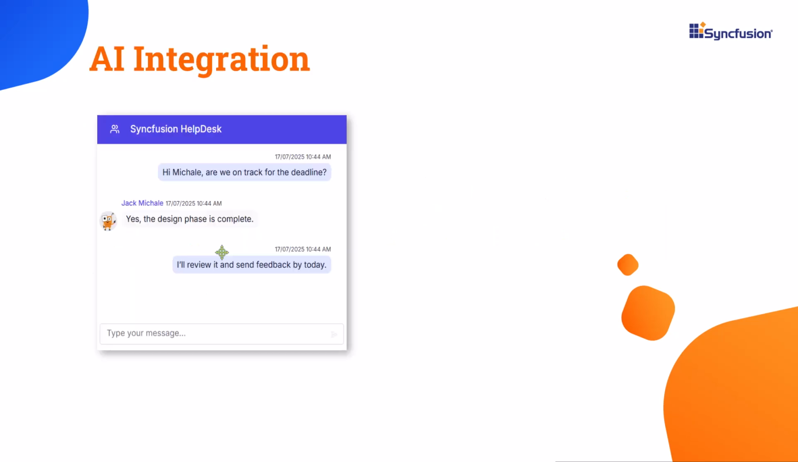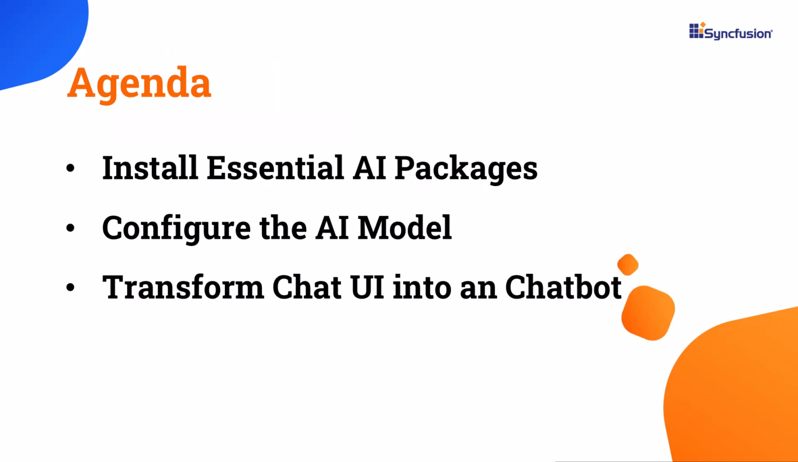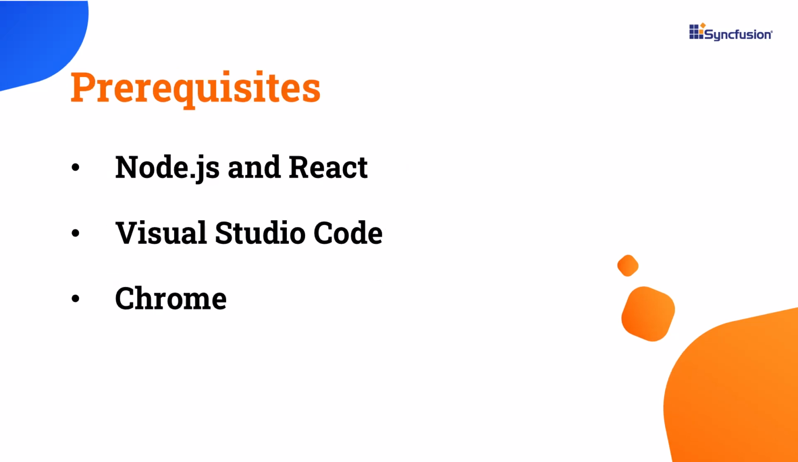In this video, I will show you how to transform a Syncfusion React Chat UI into a real-time customer chatbot that handles basic inquiries using AI-generated responses. This includes installing required AI packages, configuring the AI model, and converting the Chat UI into a chatbot using Gemini AI. Before proceeding, make sure you have installed the latest version of Node.js and React.